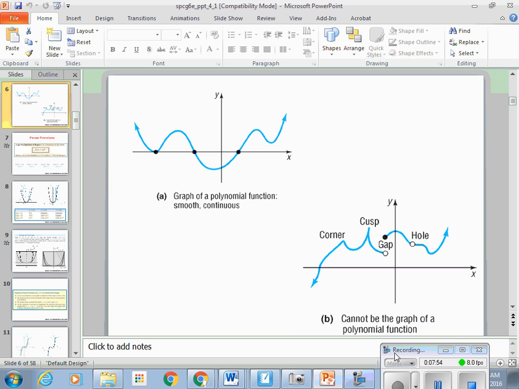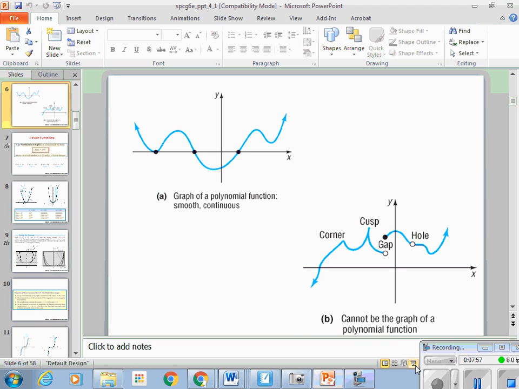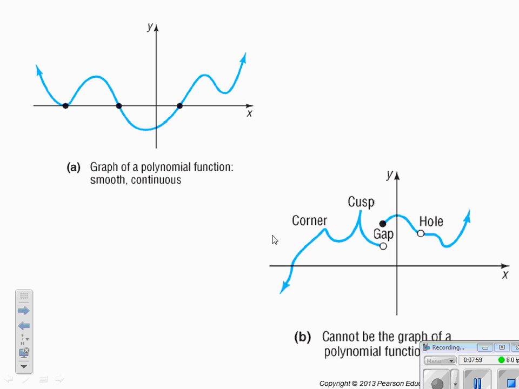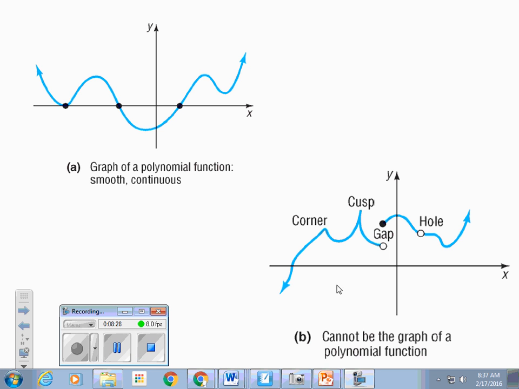All right, so for this graph, the important thing to know is that a polynomial function, I just want you to write this down here. The graph of a polynomial function is smooth and continuous. If it is not smooth and continuous, it is not a polynomial function. It can look like a corner or a cusp or a gap or just a hole in and of itself. If any of these things occur, it is not a polynomial.